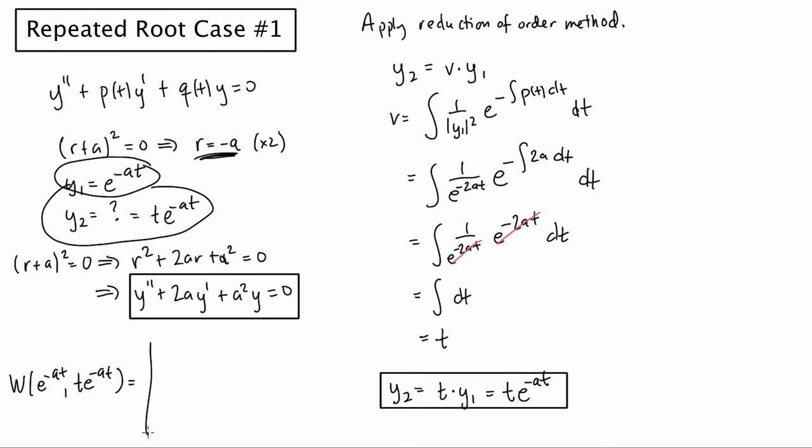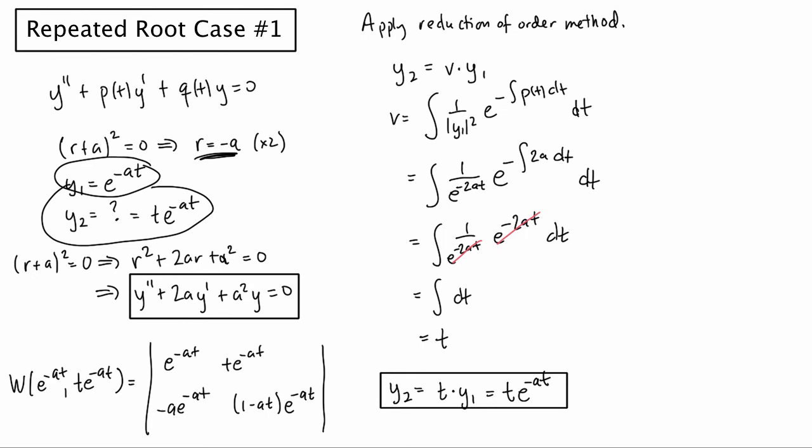And this is equal to this determinant. So we've got e to the negative at, t e to the negative at, minus a e to the negative at. I've got to take the derivative of each of these. And this one's going to involve product rule. And if you do product rule correctly in this, you're going to get 1 minus at e to the negative at. So I've got to look at that determinant.